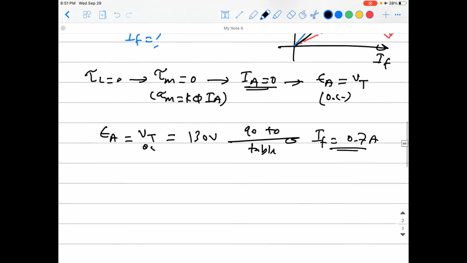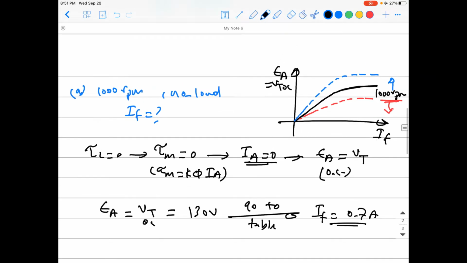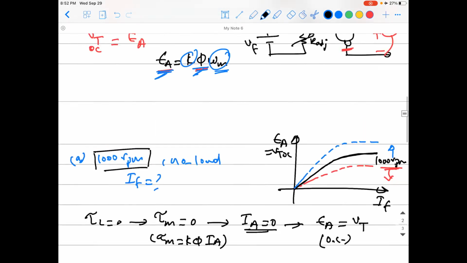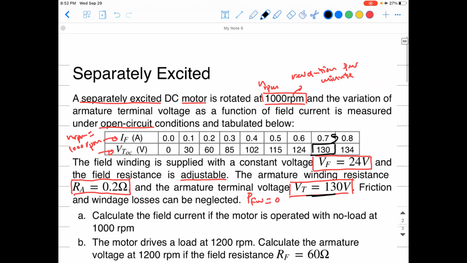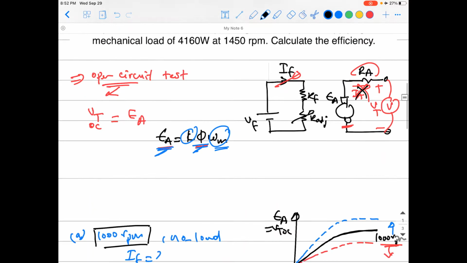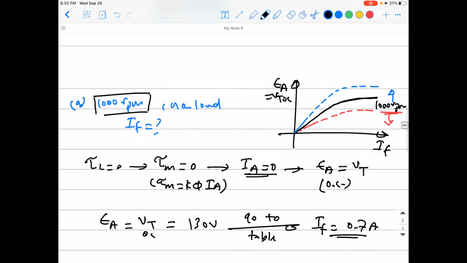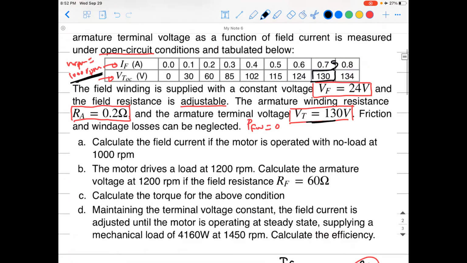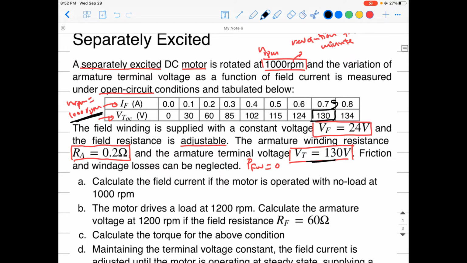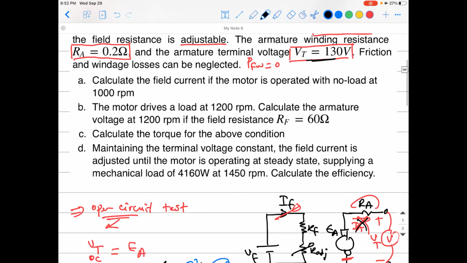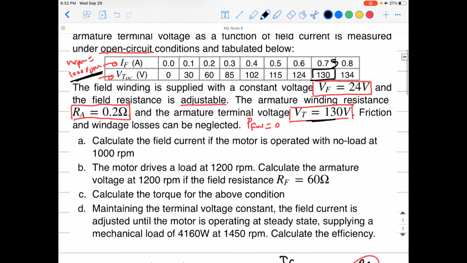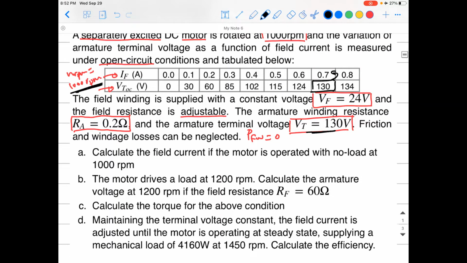Why do we use this table? Because make sure to understand this, that 1000 RPM is the same speed at which this table has been taken, remember? We said this because, like I said here, this relationship is related to the speed. So if the speed changes, these values in the table are no longer valid, because they are taken at a speed of 1000 RPM. But because part A is saying find me the field current at 1000 RPM, which is the same speed where the values in the table have been taken, that's fine to use these values directly. Okay, guys?